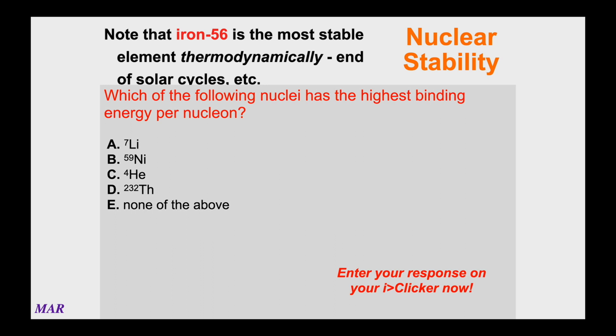Anyway, what you can do is you can look and think about which of those atoms is closest to iron 56, because iron 56 is the thermodynamic endpoint for this kind of discussion. So helium and lithium, A and C, are definitely much lower than iron on atomic numbers.